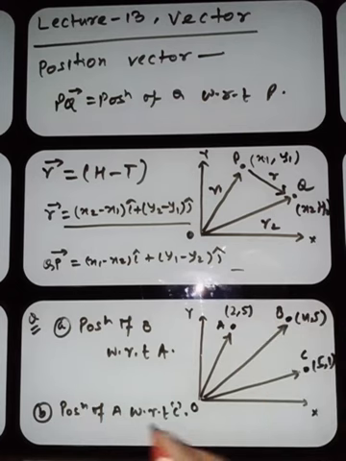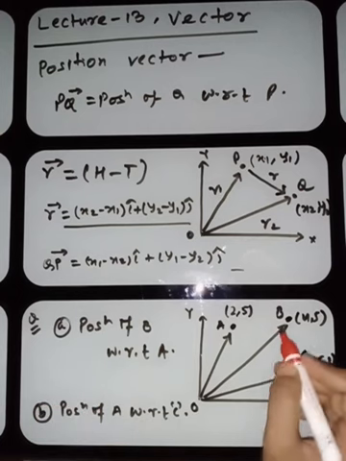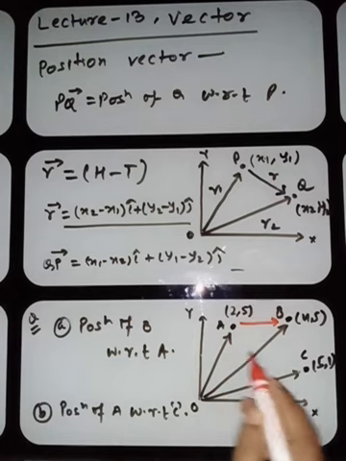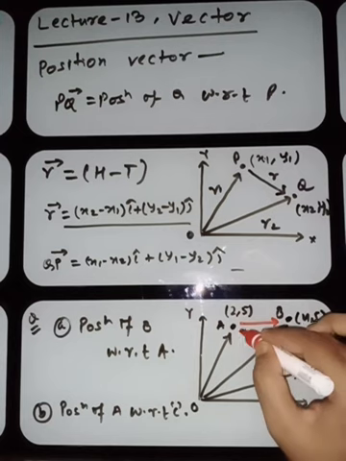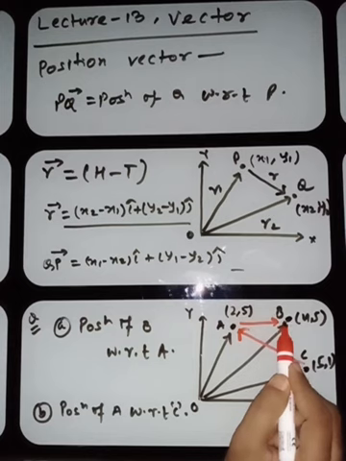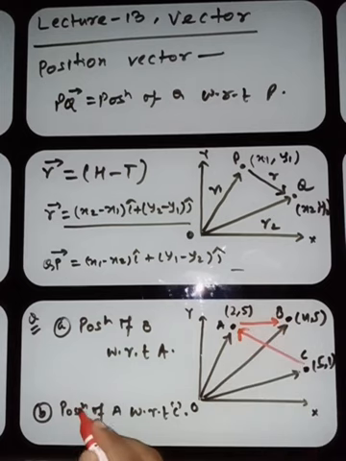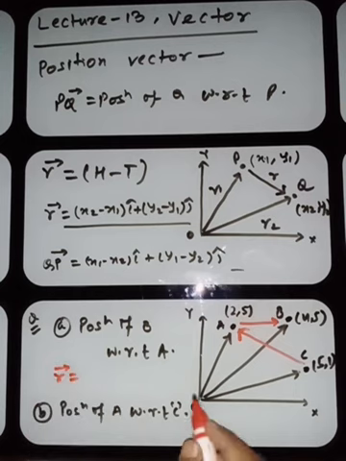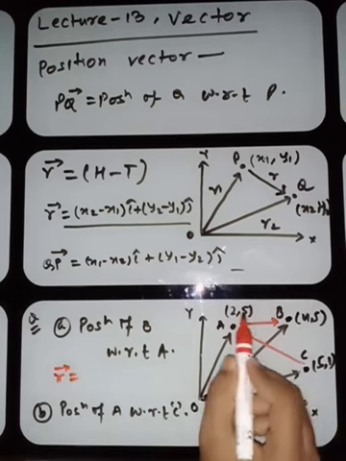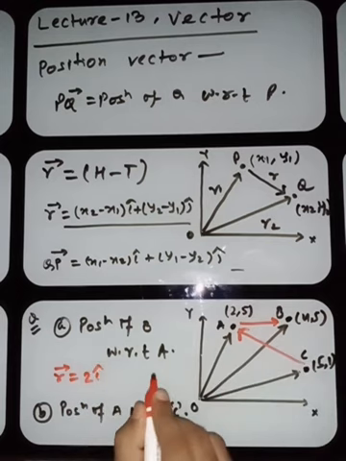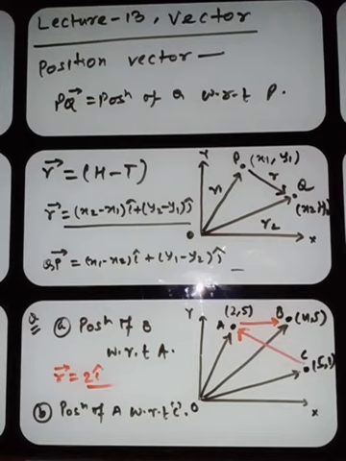Okay, let me solve now. Position of B with respect to A: the arrow will be in this direction. Position of A with respect to C: the arrow will be in this direction. For the first one, the head is B and the tail is A. So the answer is, let me write it as vector A, head minus tail: 4 minus 2 is 2i, very simple, and 5 minus 5 is 0j, gone. So this is the answer.